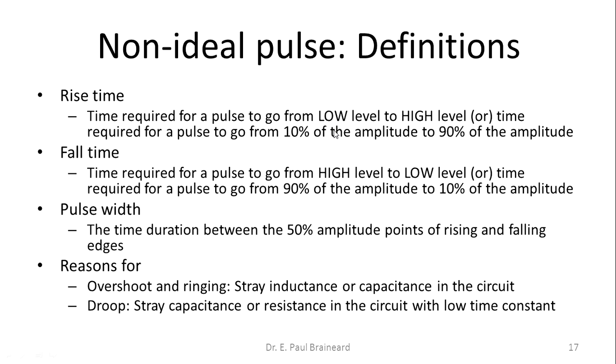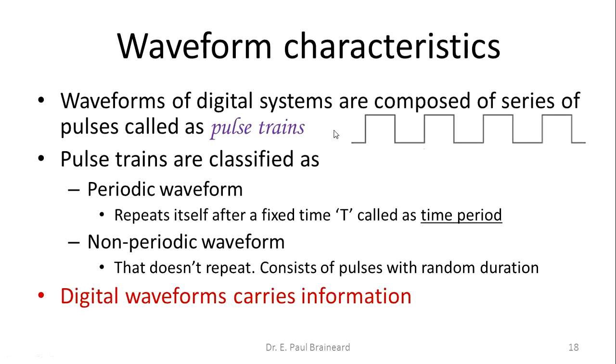Now we will look at the characteristics of these waveforms. Well, waveforms of digital systems are composed of series of pulses. When you say a waveform of a digital system, it is composed of series of pulses. And these series of pulses are called pulse trains. It's like a train with a lot of wagons. These pulse trains are again classified into two types. One is periodic waveform. Of course, the digital waveform which is shown here is an example for periodic waveform.